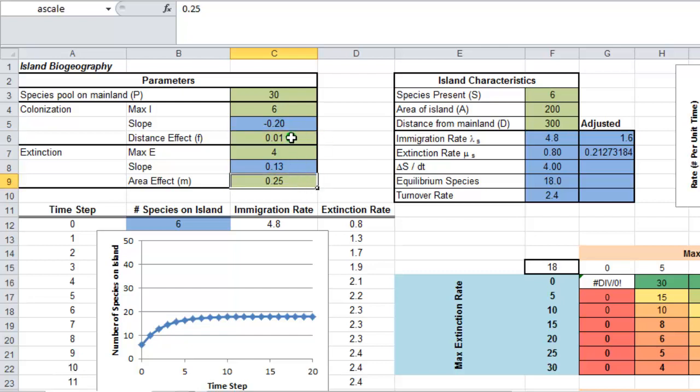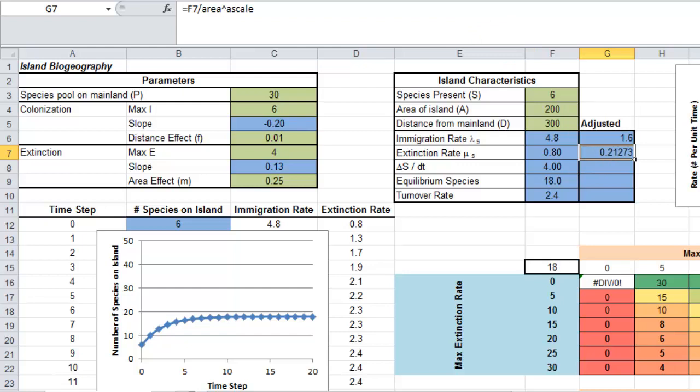But for this particular system, I am now adjusting my immigration rate, which originally was 4.8, and with the adjustments, which is due to how far that island is from the mainland, we end up with a rate of 1.6. And similarly, we start off with our original extinction rate, and after we adjust it for the area of that island, now it is going down to 0.21.